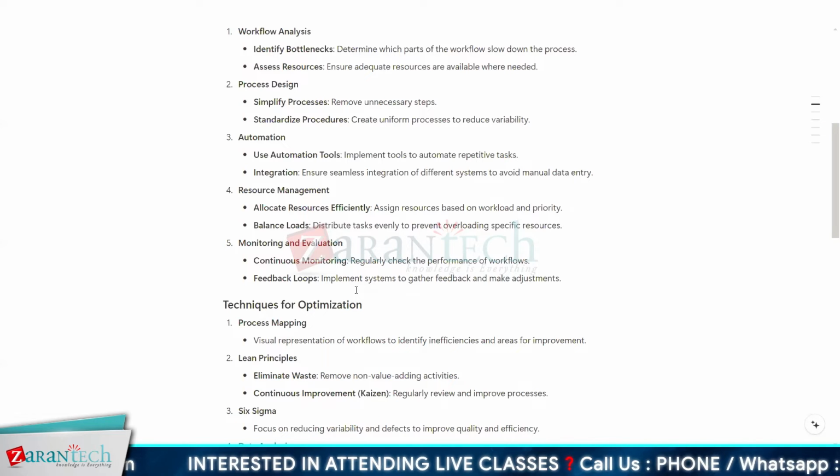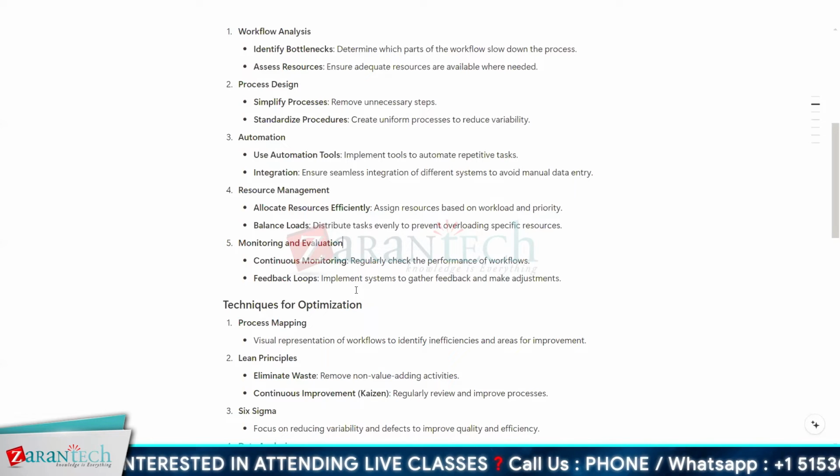Then the second one we have is techniques for optimization. So let's start discussing. The first one is process mapping.